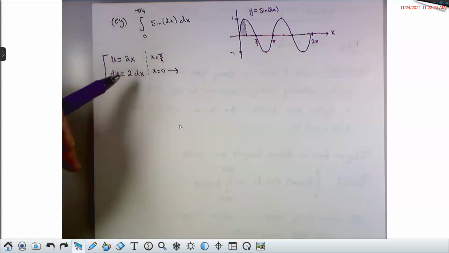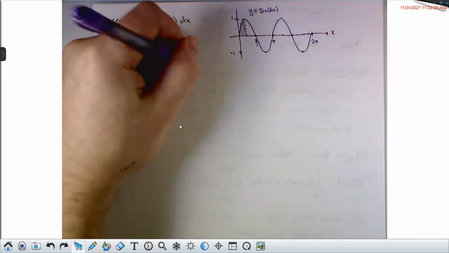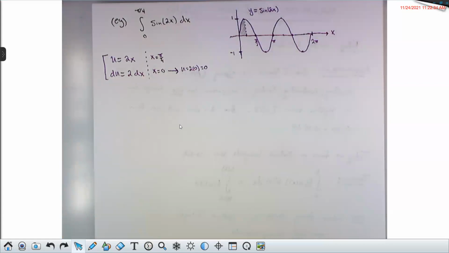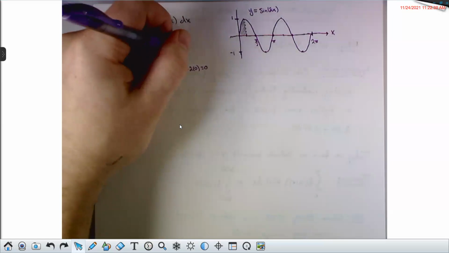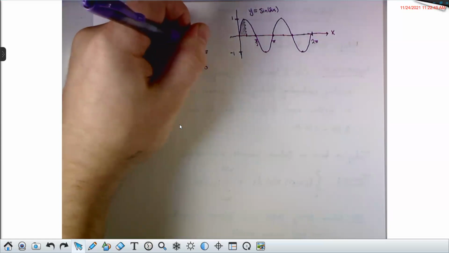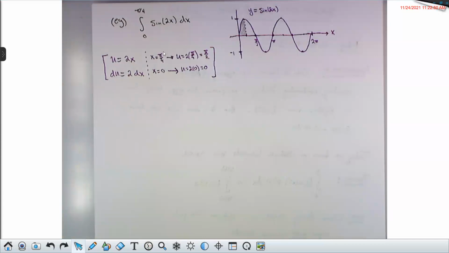So when x is equal to 0, u is equal to 2 times 0, which is still 0. And when x is equal to pi over 4, u is equal to 2 times pi over 4, which is pi over 2. So the work in the right half of this box is the work we need to change bounds. Our old bounds were 0 to pi over 4. And our new bounds are 0 to pi over 2.